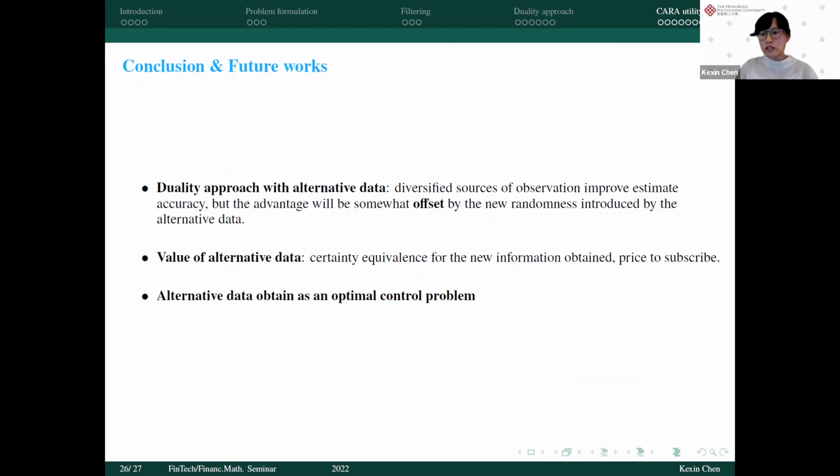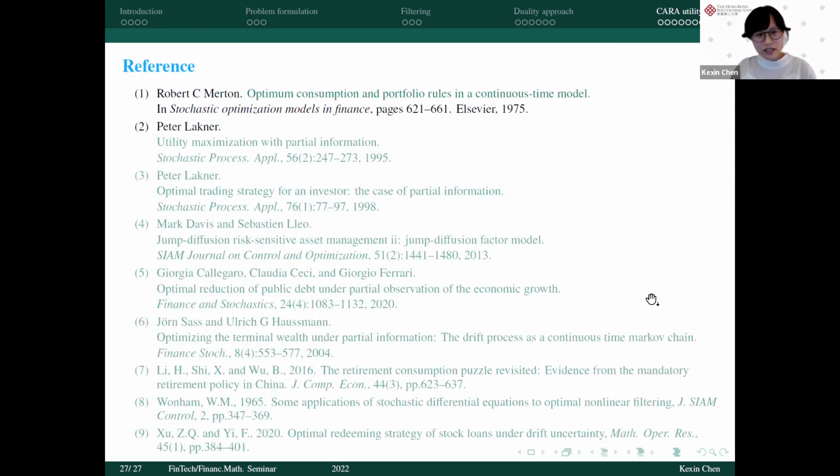And in the future work, it will be interesting to investigate further the so-called certainty equivalence for new information, because in reality, people usually need to subscribe or pay to receive some information like expert opinion suggestions or additional raw data to help make decisions. So it will be very interesting to investigate what price will be affordable or acceptable. And a step further, one may consider when and how to receive alternative data, which will lead to a two-layer optimization problem. So that's all for my talk today, and thank you.